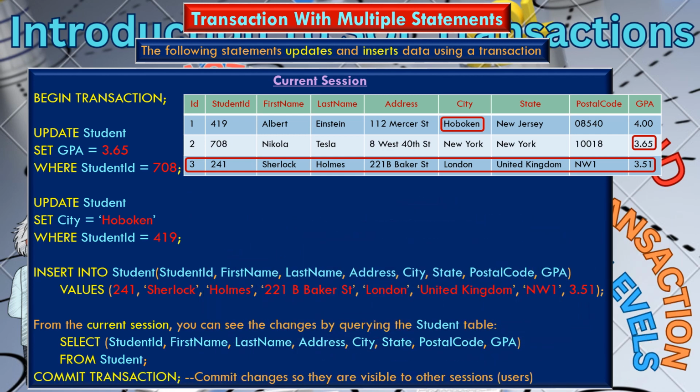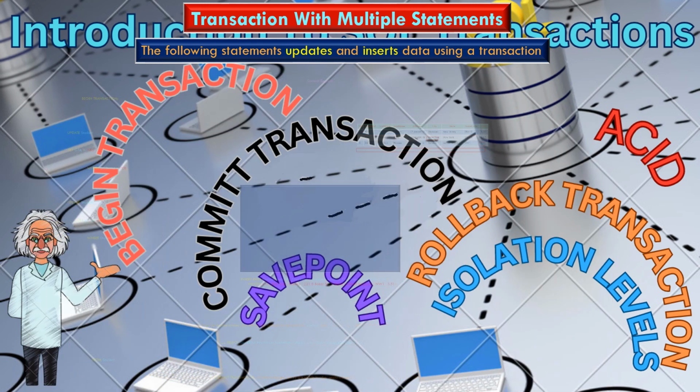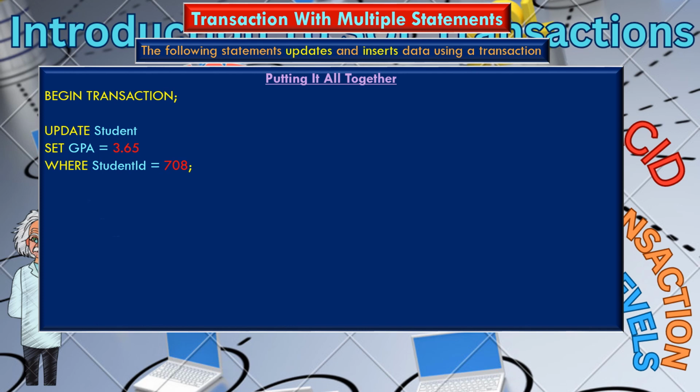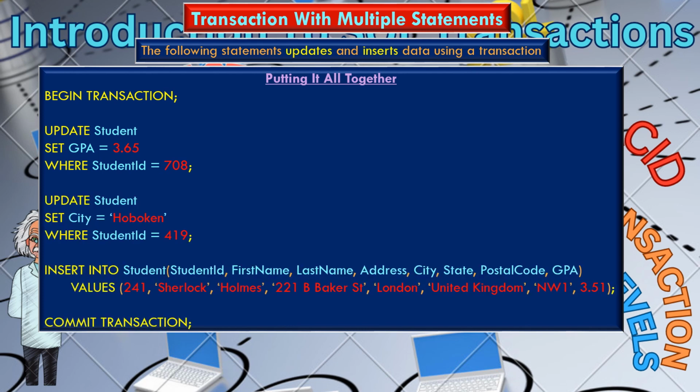Here we will commit the changes so they are visible to other sessions or users. Putting it all together will give us the following.